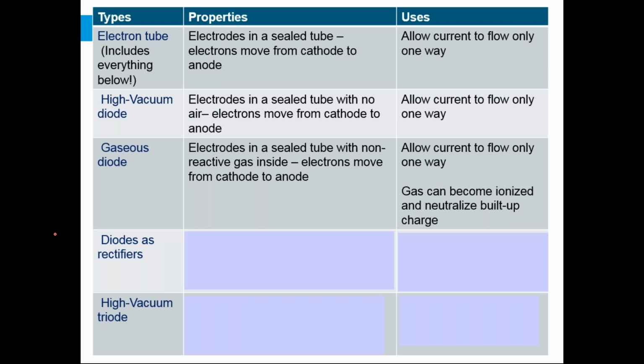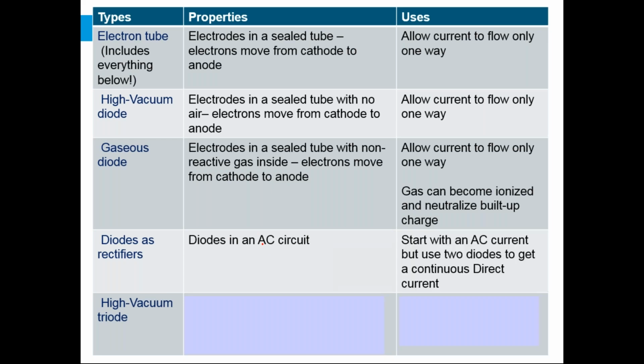And we just talked about using diodes as rectifiers. It's basically just any of these diodes put into an AC circuit, which is an alternating current circuit. And the use for that would be, you start with an alternating current circuit, but if you use two of these diodes as rectifiers, you get a full wave rectifier, giving you a continuous direct current.